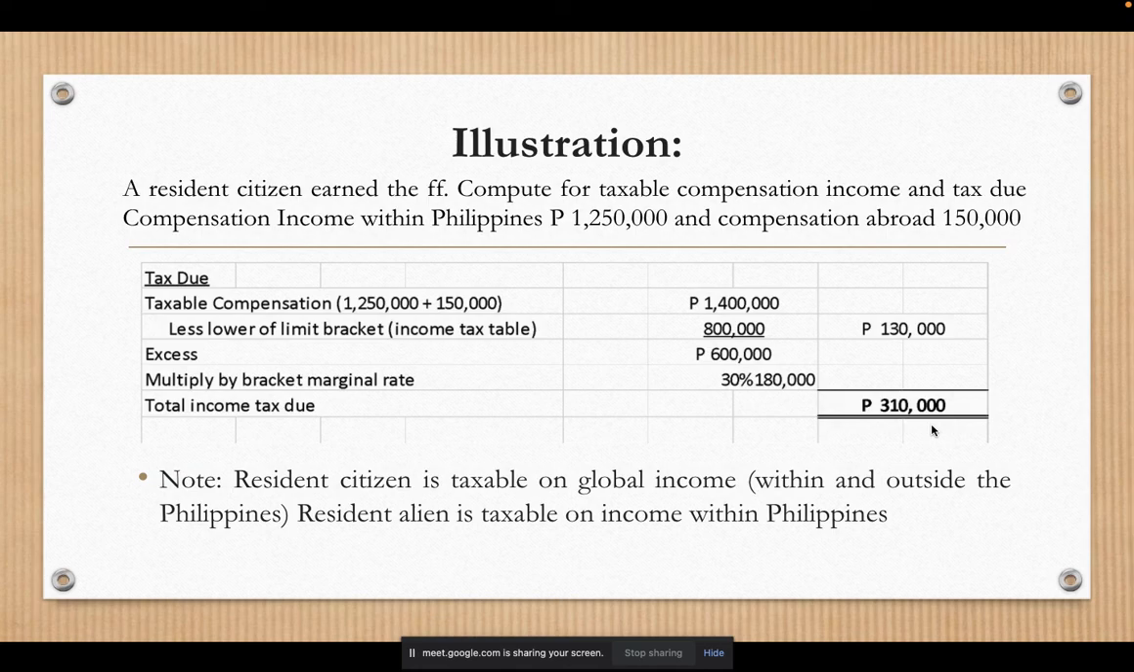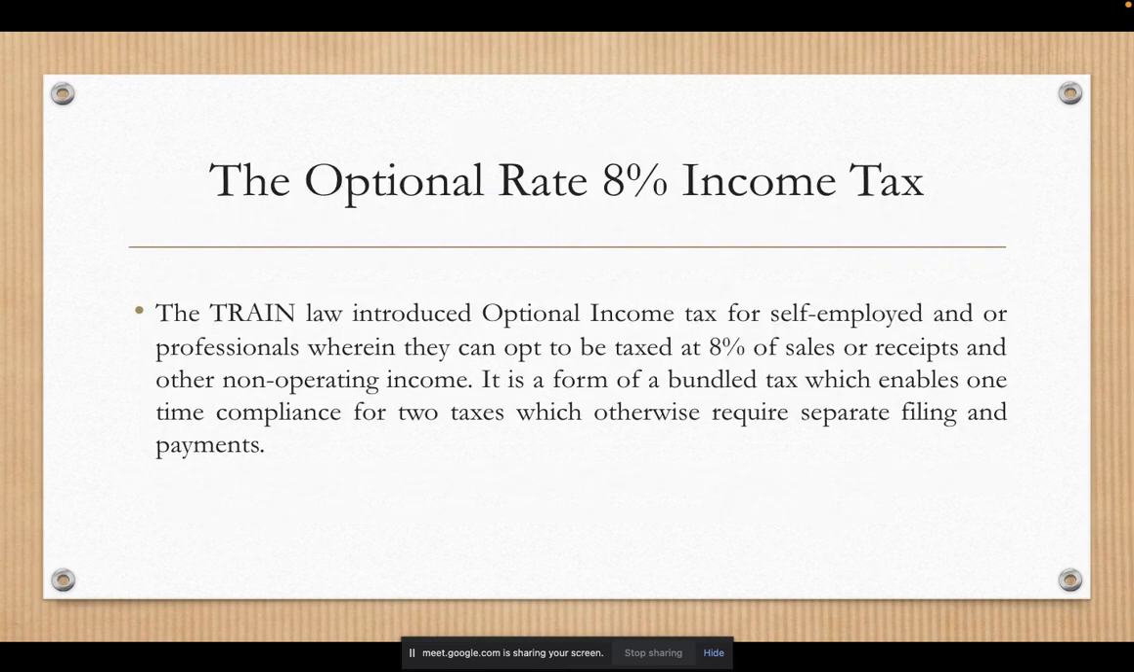Note that a resident citizen is taxable on global income. Okay? So dito kasi nakalagay sa problem na yan that the taxpayer is a resident citizen. So yung income niya from abroad is also taxed, within and outside the Philippines. So yan yung essence, that you know the differentiation of whether a resident citizen or a non-resident citizen or a resident alien or non-resident alien. So resident alien is taxable on income within the Philippines lang.